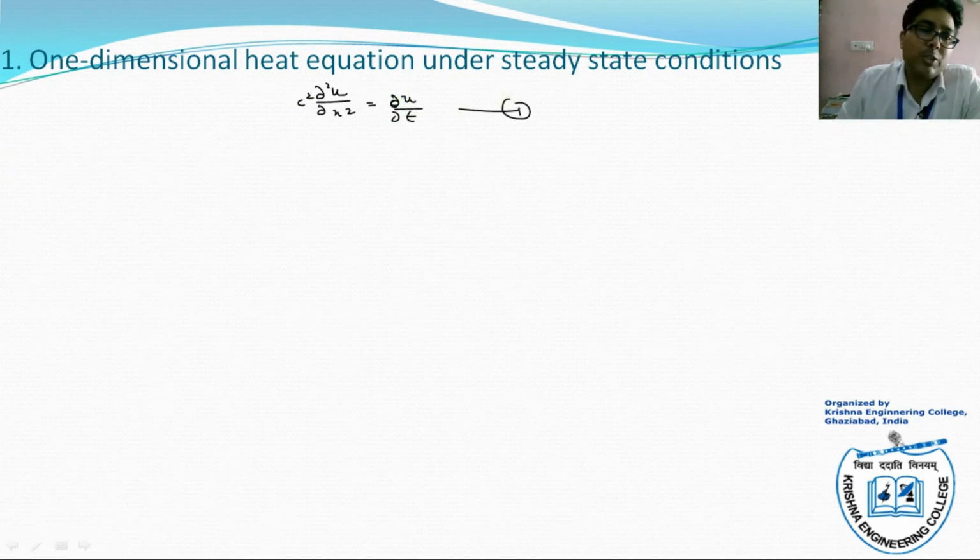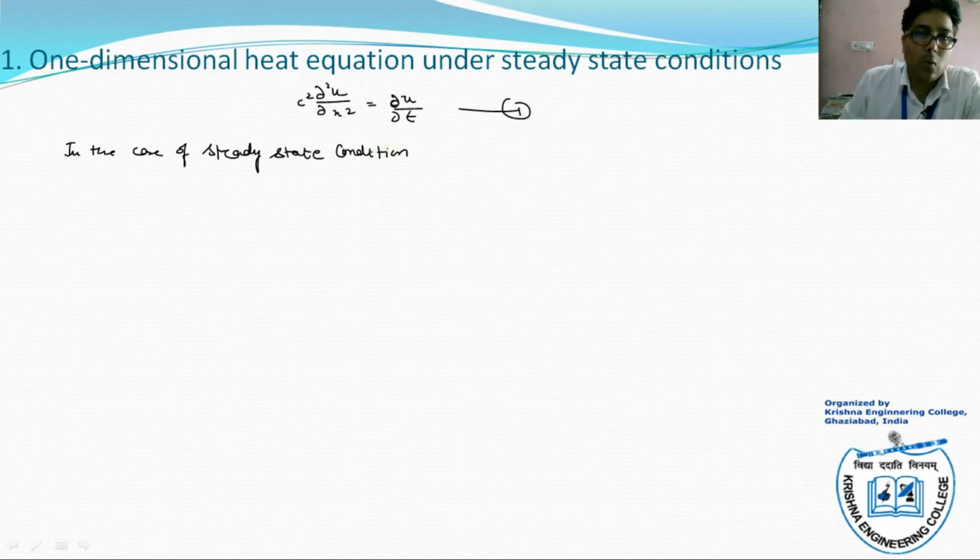In the case of steady state condition, all the functions of time must be 0. That means ∂u/∂t = 0. So from equation first we get ∂²u/∂x² = 0. Clear?